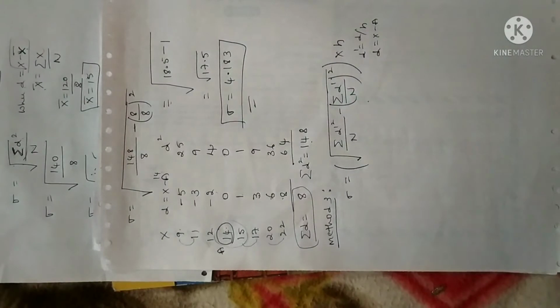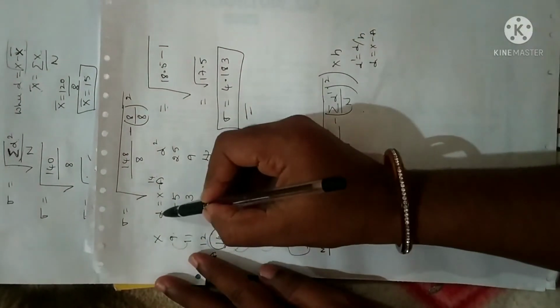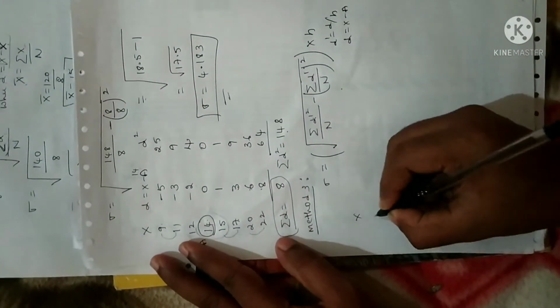So let me see. And it is clearly visible. It is d dash, right? So we have d here. We have to find d dash. So how can we find d dash? If you want, I can write once again.